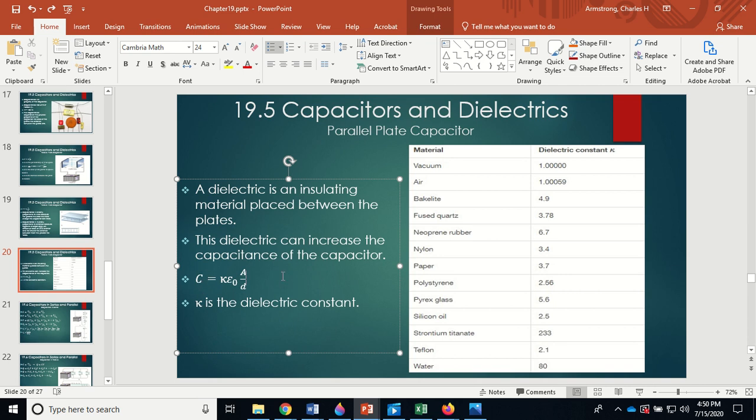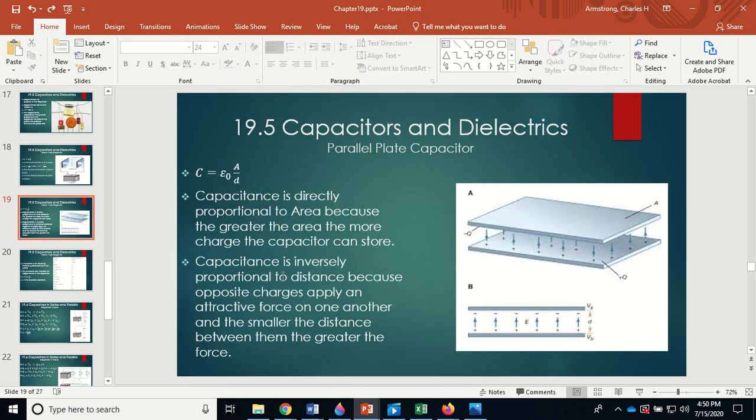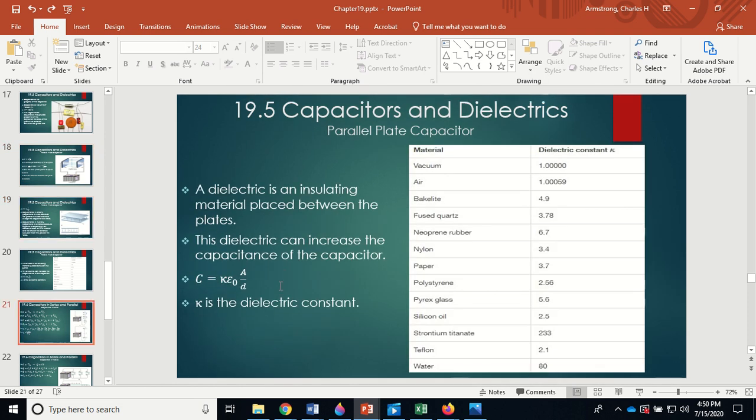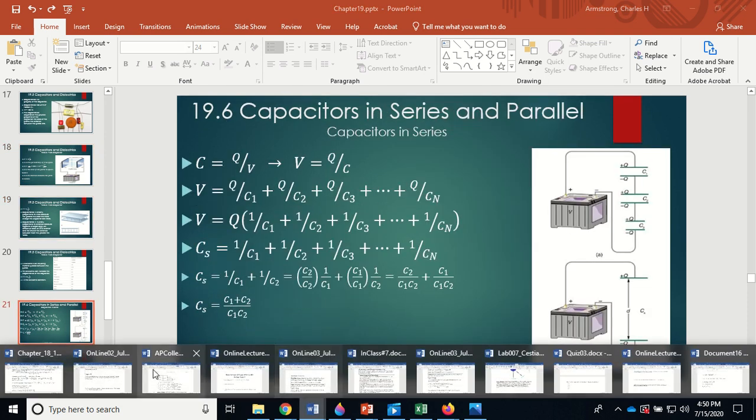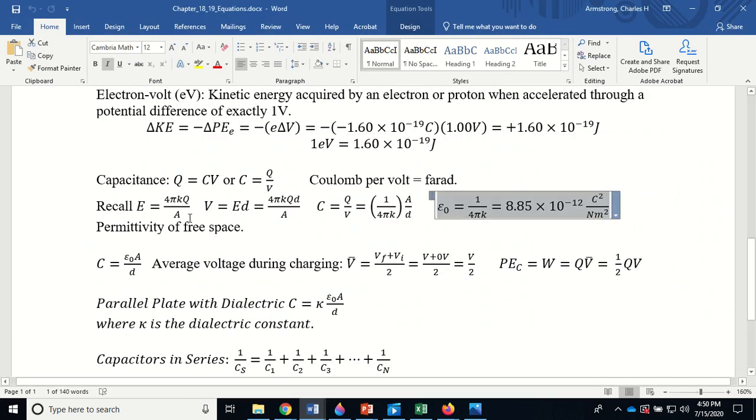Remember, the capacitance goes up. Maybe people are forgetting this. Capacitance goes up. But remember, capacitance is Q over V. Q is CV. The voltage from the battery isn't changing, but you increase the capacitance, which means you can store more charge on there.